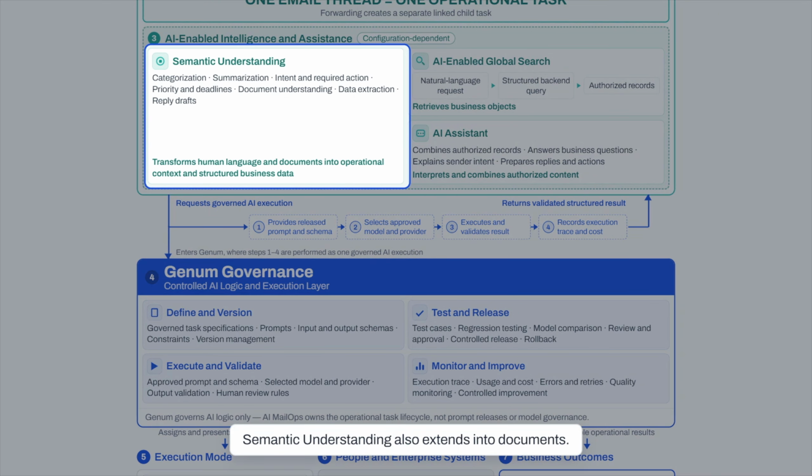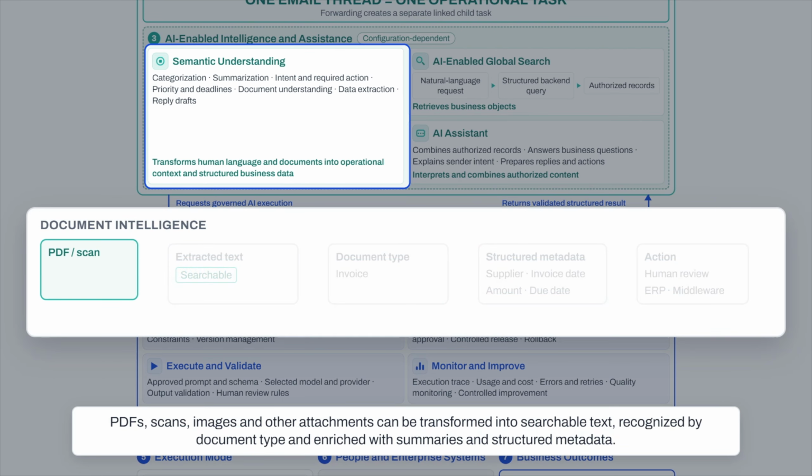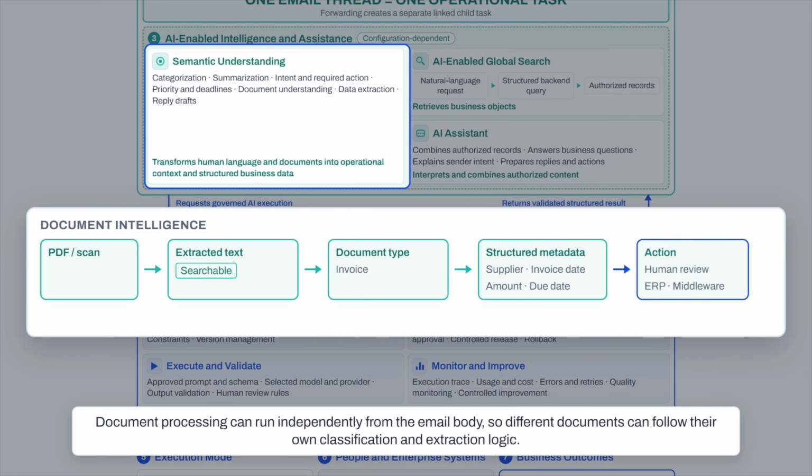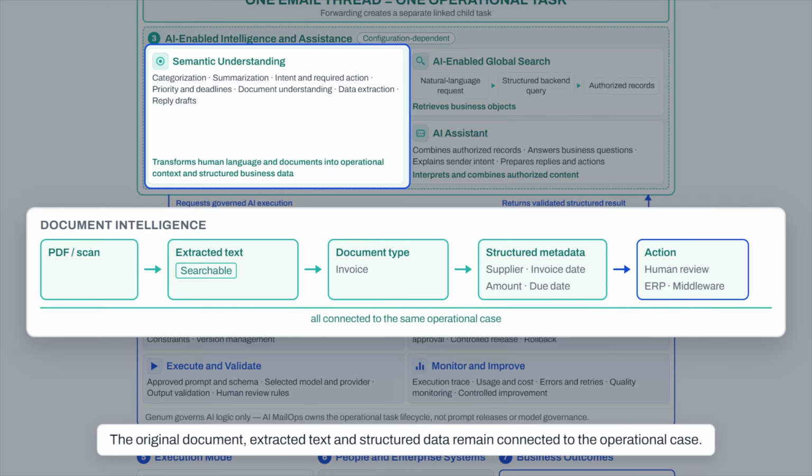Semantic understanding also extends into documents. PDFs, scans, images, and other attachments can be transformed into searchable text, recognized by document type and enriched with summaries and structured metadata. Document processing can run independently from the email body, so different documents can follow their own classification and extraction logic. The original document, extracted text, and structured data remain connected to the operational case.